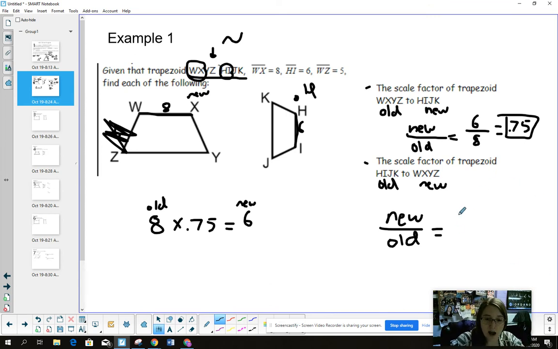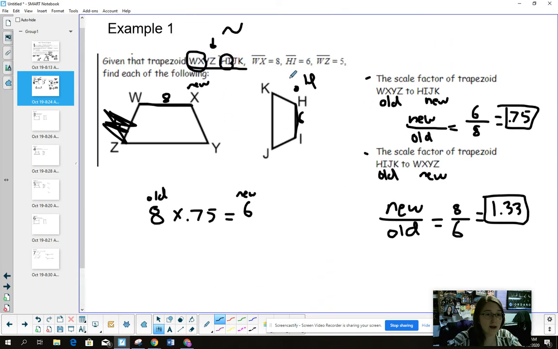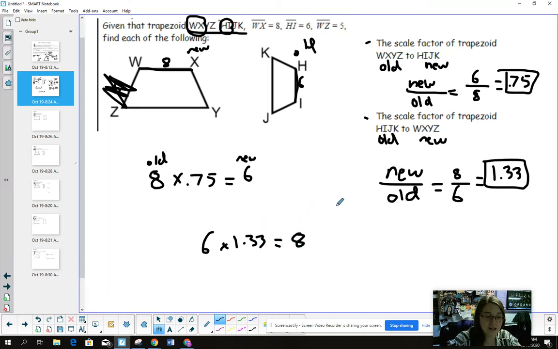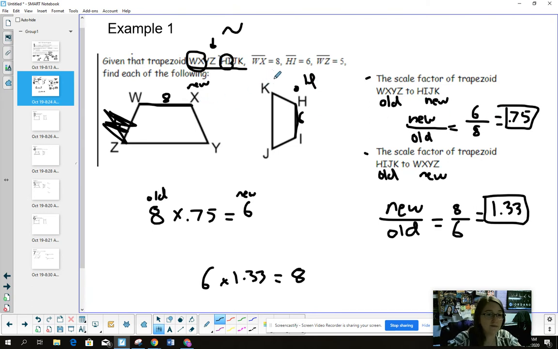It just flip-flops, right? Now it's 8 over 6. So again, get this as a decimal. This is going to be 1.33. We can round that. So again, what this means is going from my old shape to my new shape, I would multiply by 1.33. Now, it's not going to give me exactly because we rounded, but that's the idea, yeah? So again, the difference is going from here to this shape versus here to here. It matters which direction you go. That's going to change your scale factor.